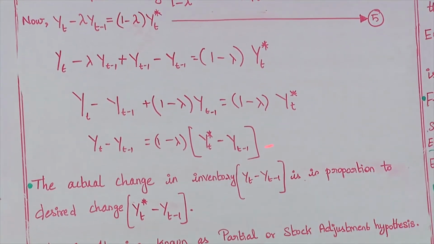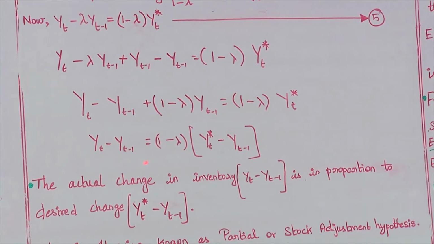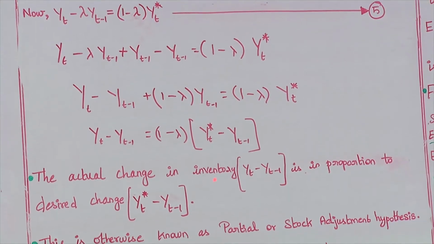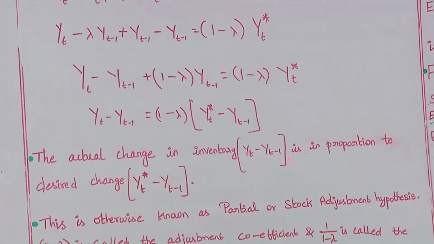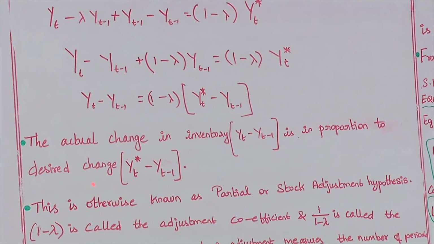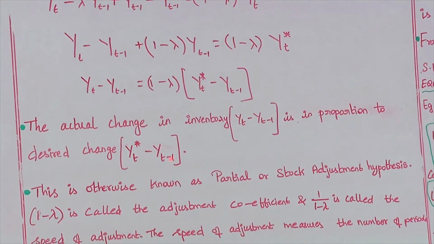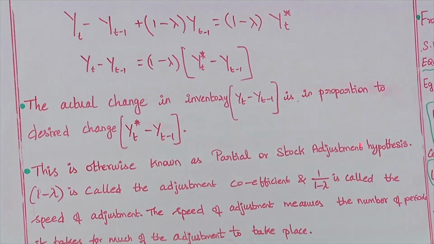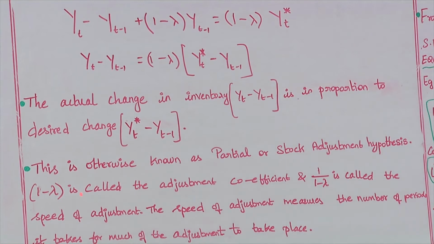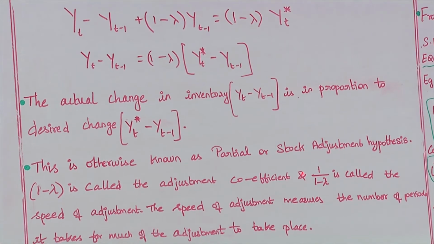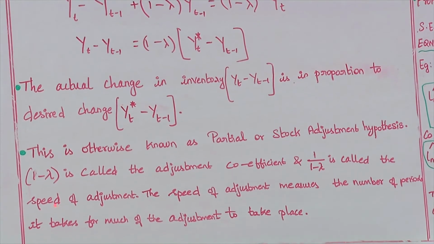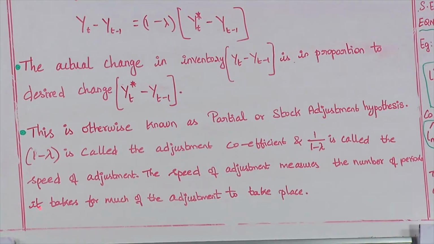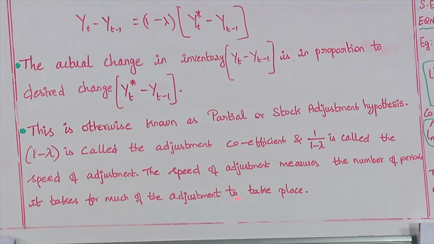This particular expression, this identity, represents the actual change in inventory, that is yt minus yt minus 1, which is in proportion to the desired change, yt star minus yt minus 1. This is otherwise known as the partial or stock adjustment hypothesis. 1 minus lambda is called the adjustment coefficient, and 1 by 1 minus lambda is called the speed of adjustment.